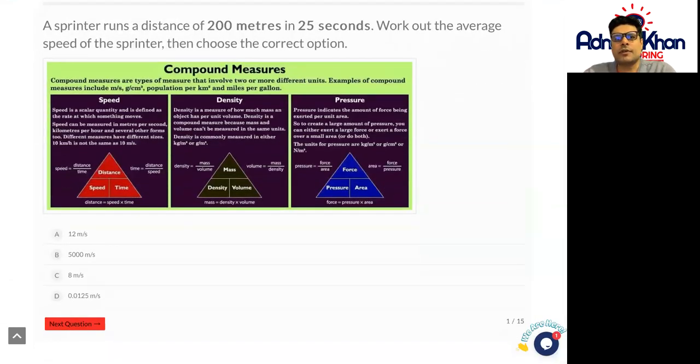So let's have a look at the first question. A sprinter runs a distance of 200 meters in 25 seconds. Work out the average speed of the sprinter. From this question, we've got some keywords. The keywords are 200 meters, which is distance, and 25 seconds, which is time. And it says work out the average speed of the sprinter.